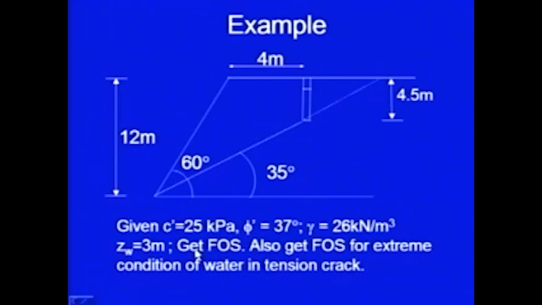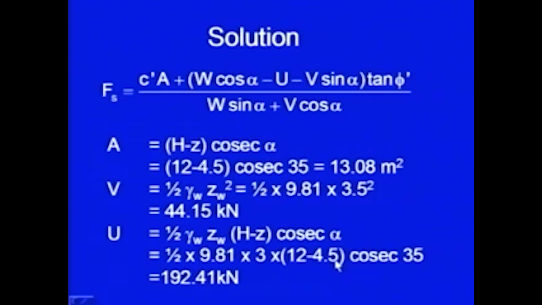So, we have to find out factor of safety and also get factor of safety for extreme conditions of water in tension crack. So, let us solve this problem. The expression of the factor of safety includes C dash, that is available, A, area on which the sliding is occurring, that we will calculate, then weight, then alpha, then water pressure U, water pressure V, phi dash, and sin alpha, cos alpha, these terms. So, let us calculate all these terms one by one.